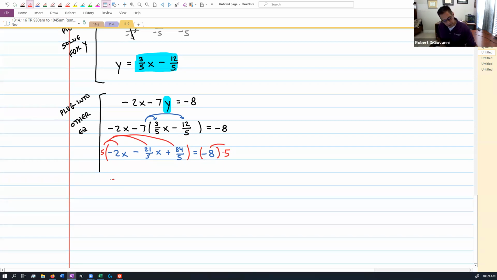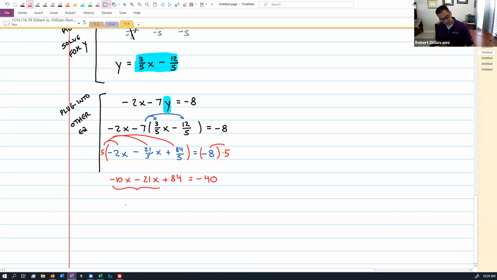So I get negative 10x. I get minus 21x. I get plus 84 equals negative 40. So again, what I did is multiply negative 5 times this. When I multiplied 5 by negative 2, I got this. When I do 5 times this, the 5s cancel, which leaves me with the negative 21x. And then here the 5s cancel and I just get the plus 84.